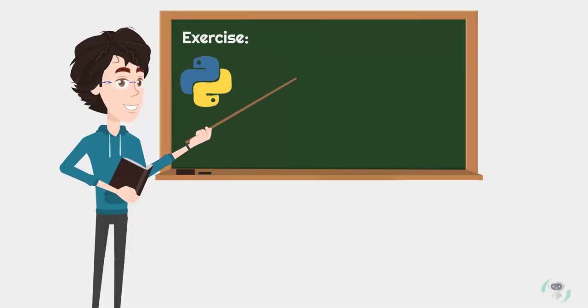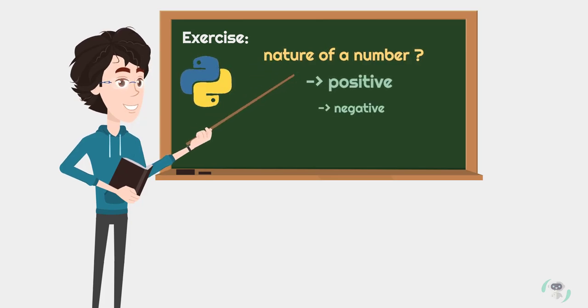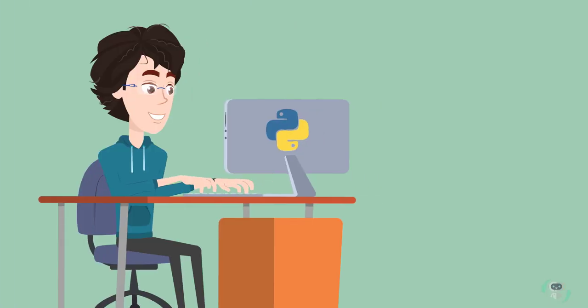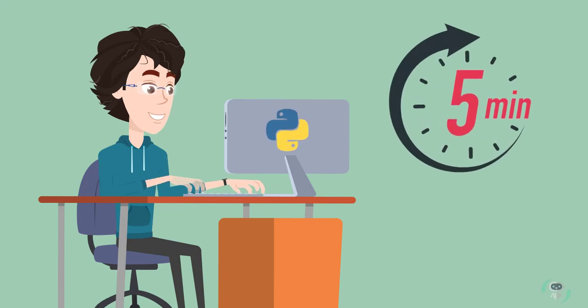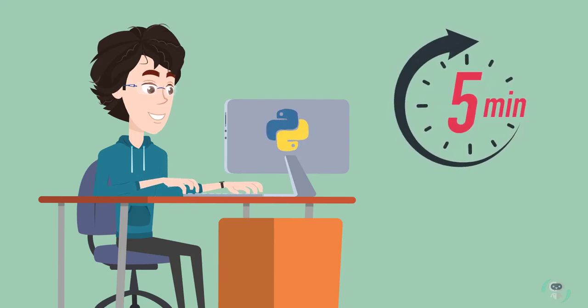Here's a great exercise for you to practice what you have learned so far. In this exercise, we're going to use an if statement to determine the nature of a given number, whether it's positive, negative, or zero. So go ahead and spend 5 minutes on this exercise. You can use the comment box below to share your code with others. Then, when you're done, come back, see the solution.